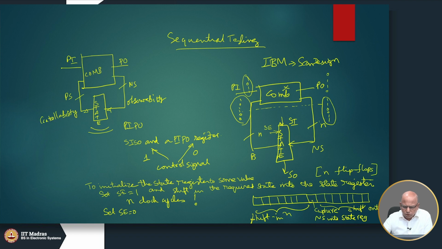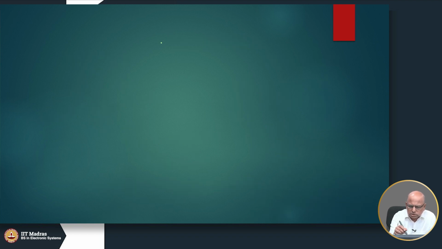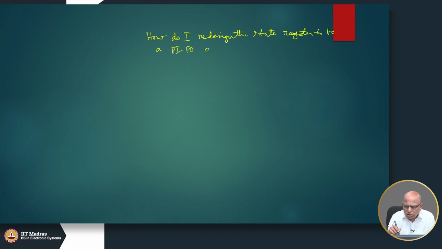So, how do I design the register? How do I redesign the register to be a parallel in parallel out or serial in serial out, depending on a control signal?